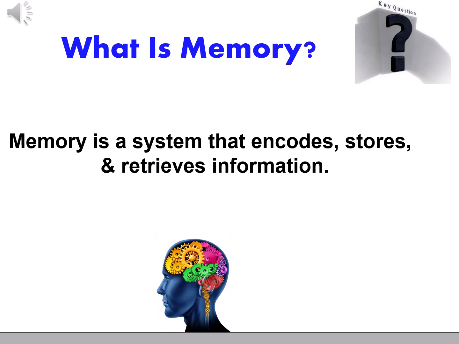We will define memory as a system that encodes, stores, and retrieves information. The nice thing about this particular definition is that if you learn those three key components, you'll also know the three stages of long-term memory. A nice two-for-one arrangement here.